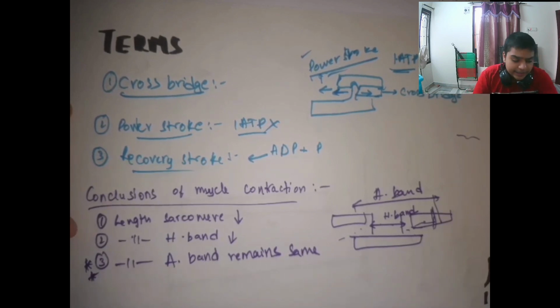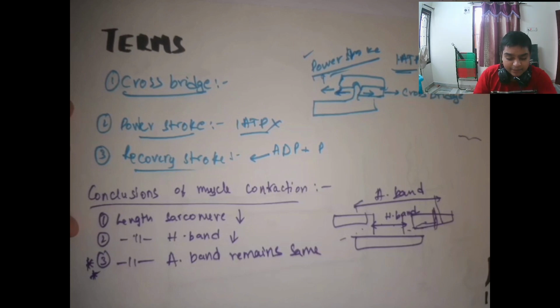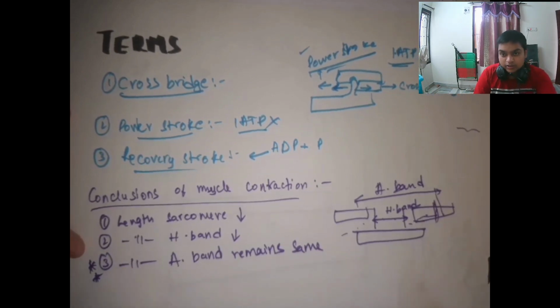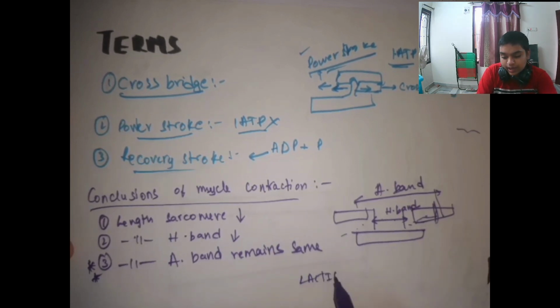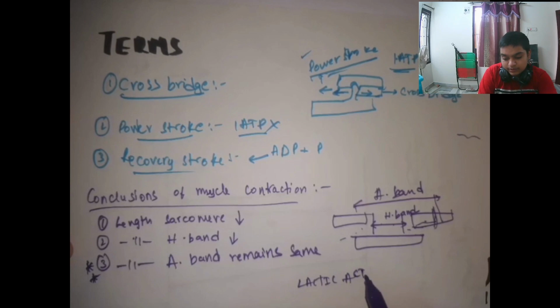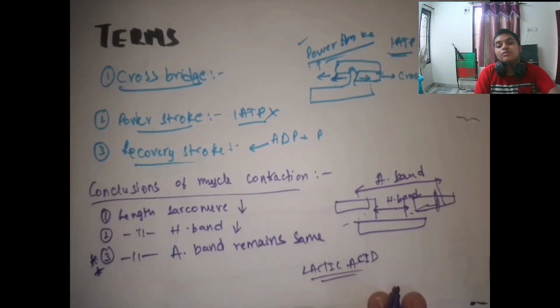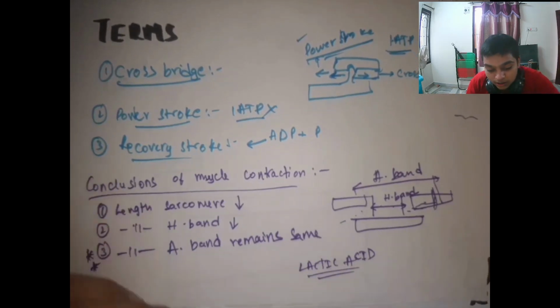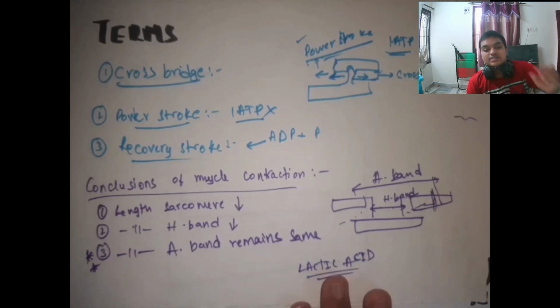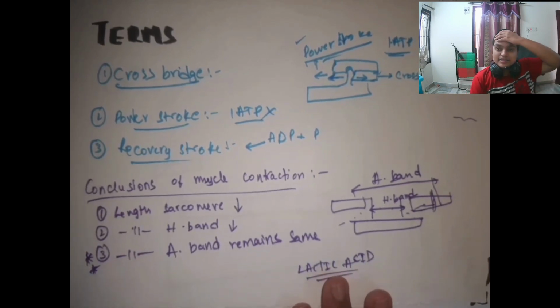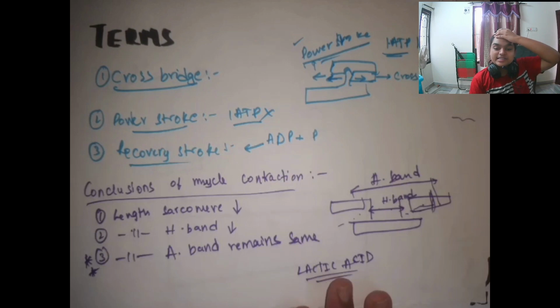Repeated activation of this muscle, giving power stroke, repeated contraction of muscle results in the release of lactic acid, which accumulates and gives fatigue to the muscles. That is why these skeletal muscles are not fatigue resistant.